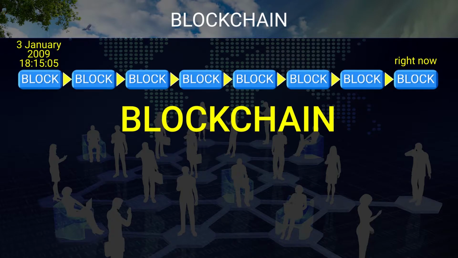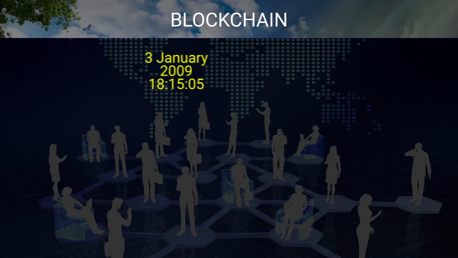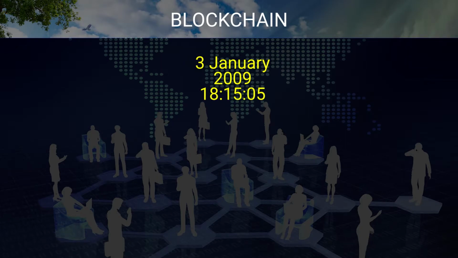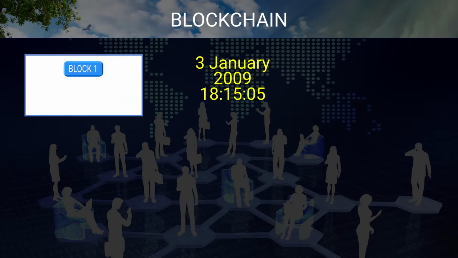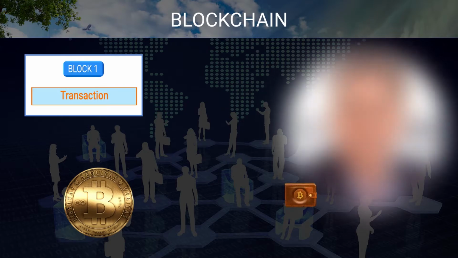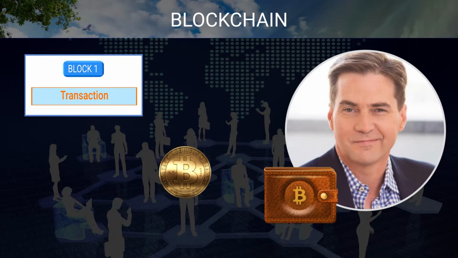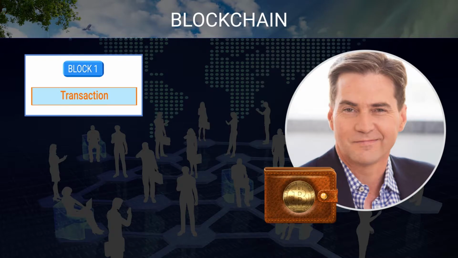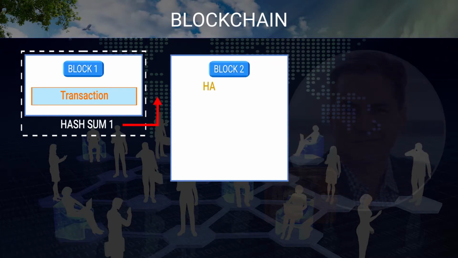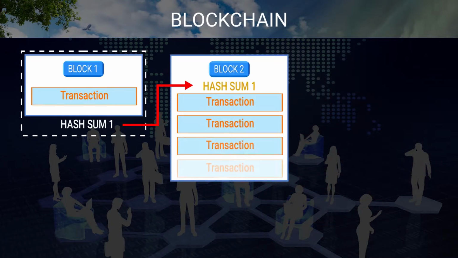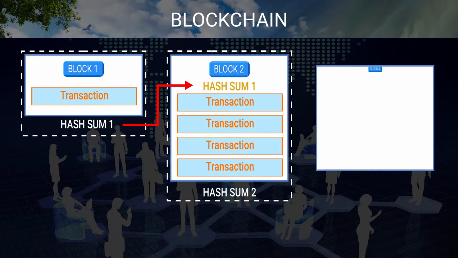Let's go through blocks and the blockchain in more detail. The first block was created with the system launch on January 3, 2009. This block included just one transaction, because the system generated the first 50 Bitcoins and sent them to the public key address of Craig Wright, the Bitcoin creator. This block went through a hash function, and the output hash sum became a part of the next block.